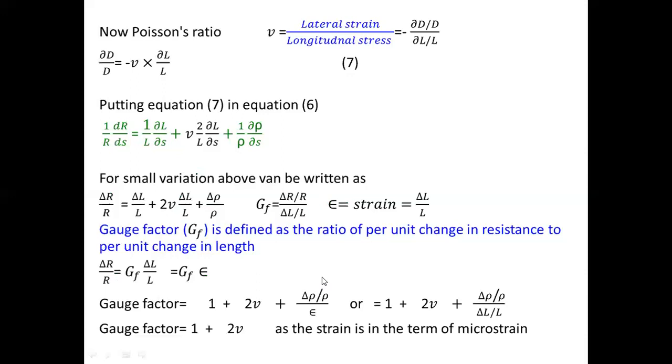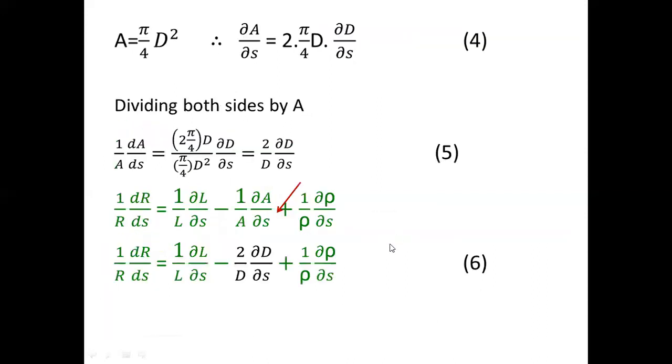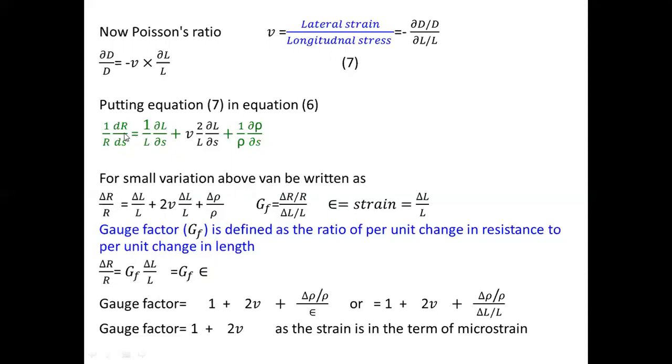Now we also know that Poisson's ratio mu is equal to minus the ratio of lateral strain to longitudinal strain, that is del D by D upon del L by L. So finally we will get the value of del D by D, and that value we will put in equation 6. From this equation, we finally get del R by R is equal to del L by L plus 2 into mu into del L by L plus del rho by rho.